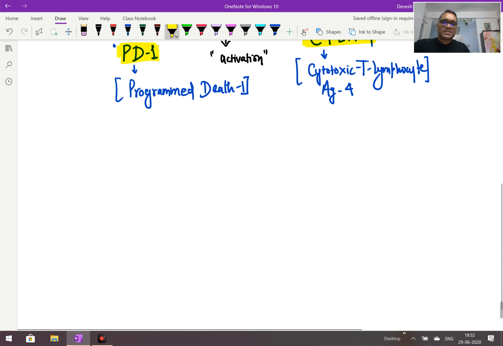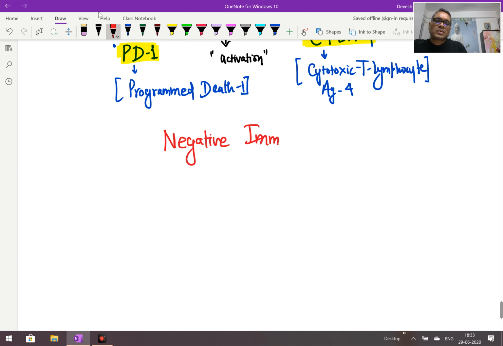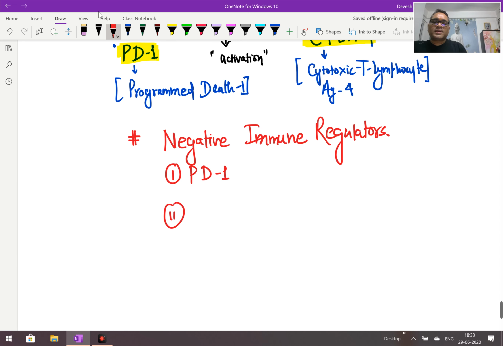So again I will write this so that you can understand more clearly. Negative immune regulators, right? So these are called negative immune regulators. I'm just writing it, negative immune regulators. Who are these negative immune regulators? As I have told you, programmed death 1 and cytotoxic T lymphocyte antigen 4, right? So these are the two negative regulators.